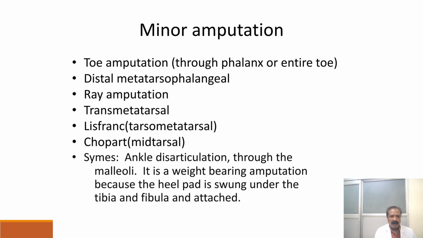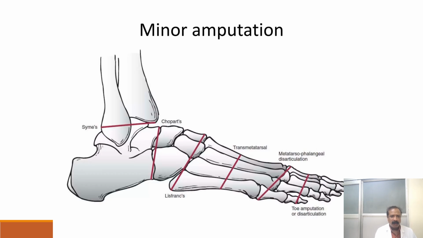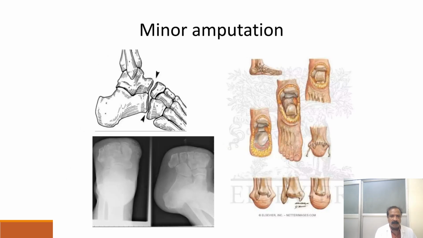Syme's amputation, Pirogoff's amputation, Boyd's amputation, Lisfranc, Chopart: these are the foot amputations. Usually these amputations come in short questions, or due to their interesting names, people also ask about these amputations. So Syme's amputation level; Chopart is intertarsal, Lisfranc is tarsometatarsal, or sometimes tarsal; then transmetatarsal or ray amputation. These are the various levels of amputation.